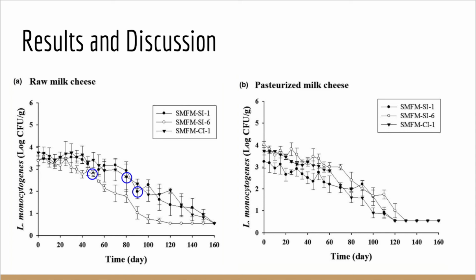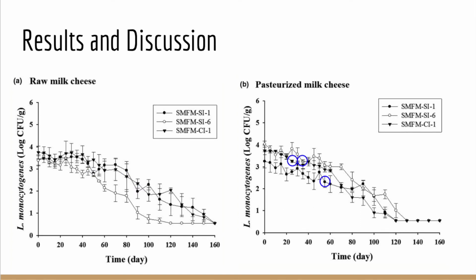Looking at the raw milk cheese graph, this can be seen at day 90, 50, and 80, depending on the strain. These can be seen with the blue circles. For the pasteurized milk cheese, this can be seen at day 55, 35, and 25, again depending on the strain and with the blue circles.